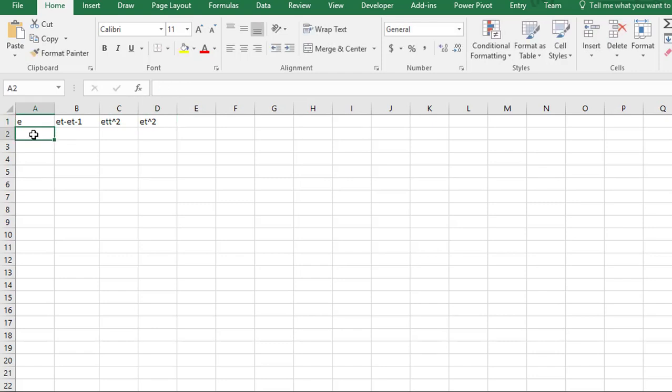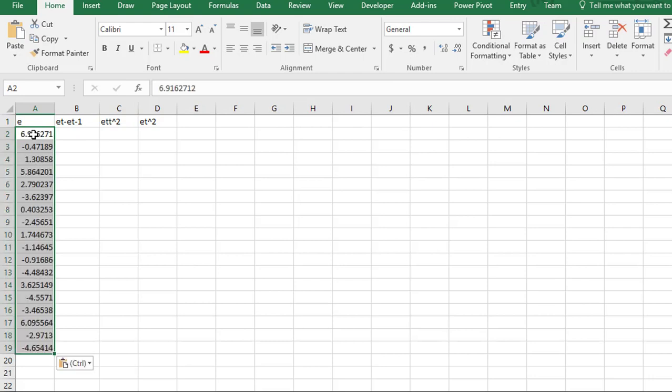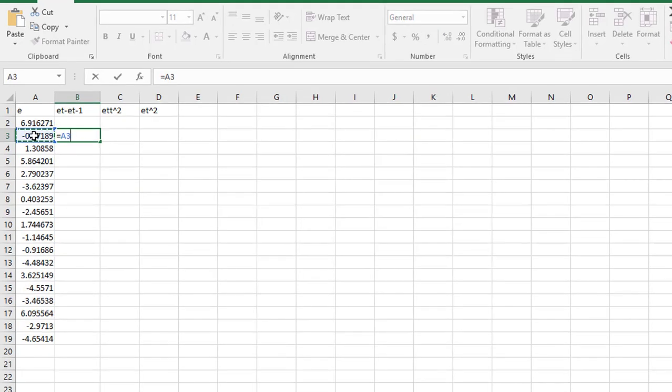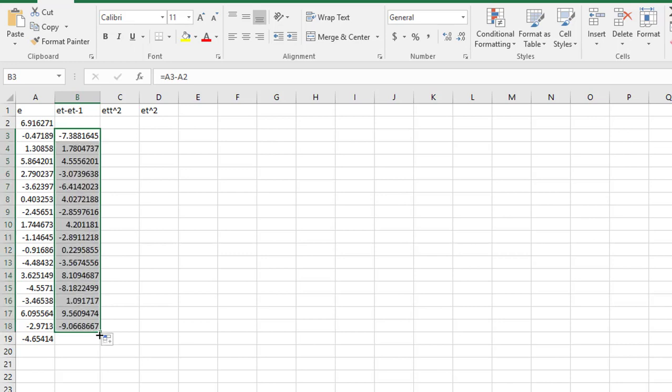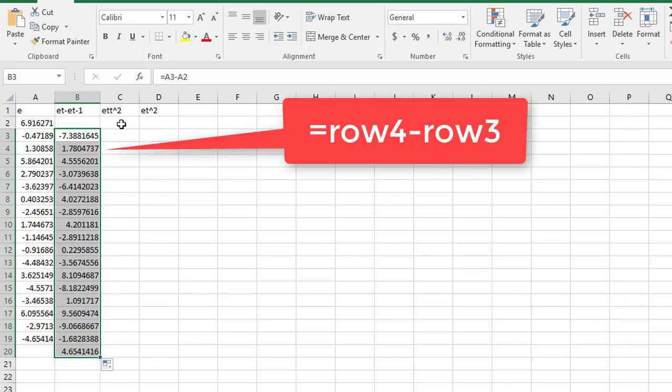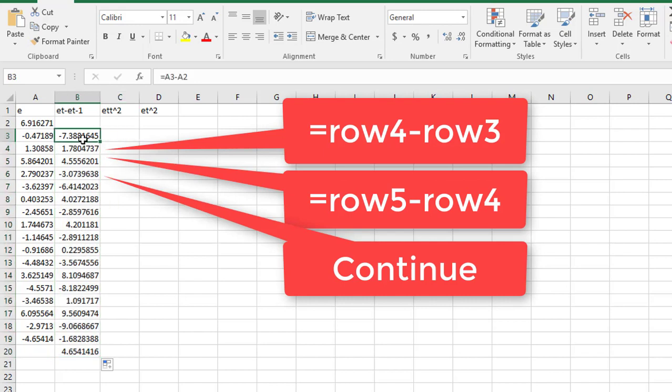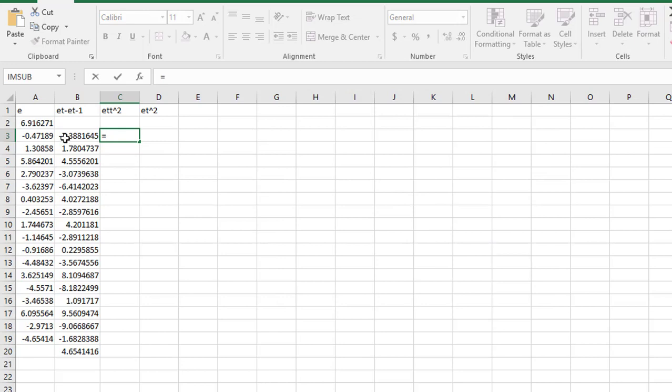So our E values are given by these values here, and now we'll just go ahead and do ET minus ET minus 1. We can just say equal this guy right here minus this guy right here, and that's our value, and we can just drag it down and we'll get our values. And now if we should square it, we can just say equal this guy squared and equal our value.